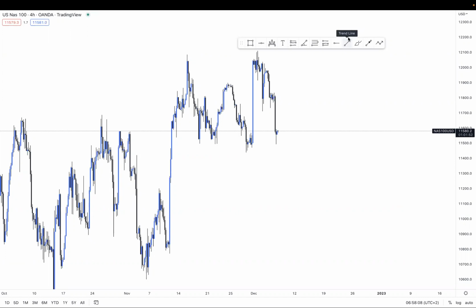So, guys, I'm going to give you an update based on Nasdaq and USDT. As much as you can see, I'm already on Nasdaq. So, without wasting any time, let's jump into the chart.